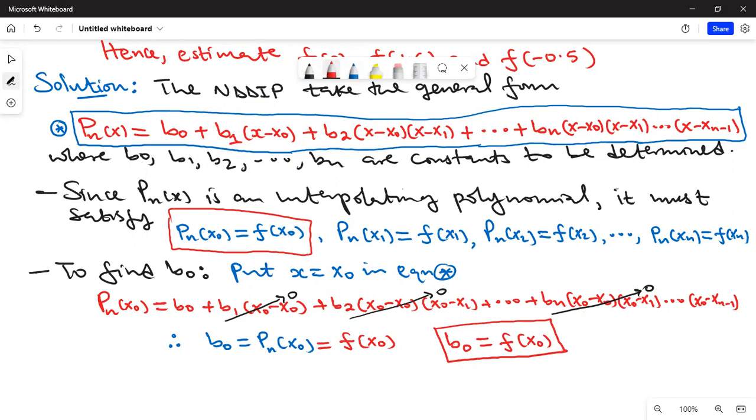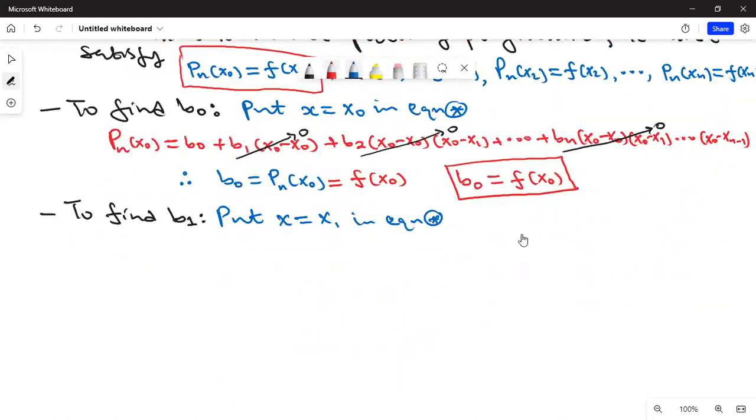Let's see how to find b1. So you can write here that to find b1, what do we need to do? We are going to substitute x equal to x1 in equation star. So you write, put x equal to x1 in equation star. So when you substitute, what will you get? Let's see.